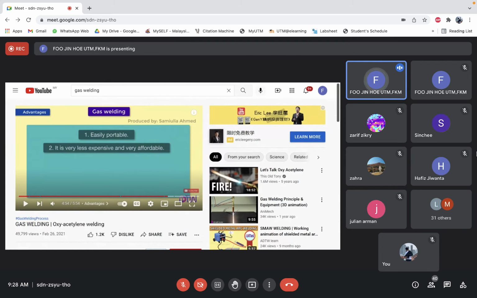Okay, so all you need is to have two cylinders, one with acetylene gas, one with oxygen, and then a welding torch, and then let's say a lighter or so on to start the sparks and start the burning, producing the flame for these joining operations or welding operations. Okay, and very affordable. 3.